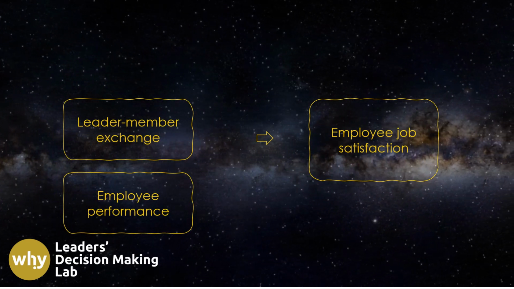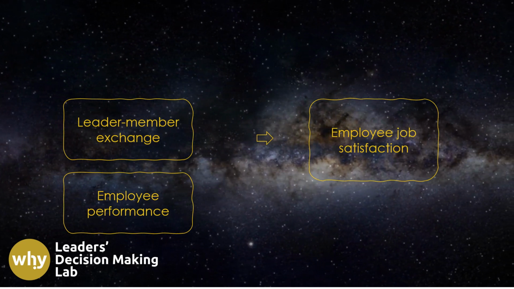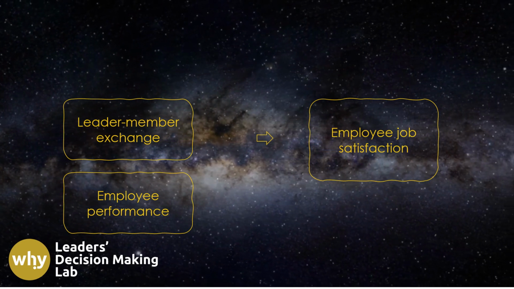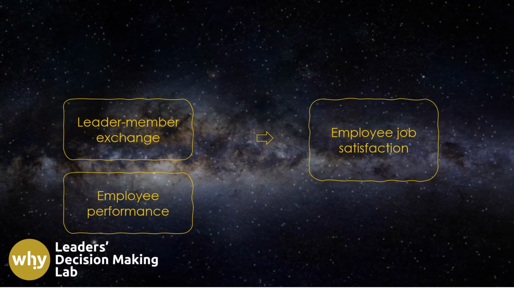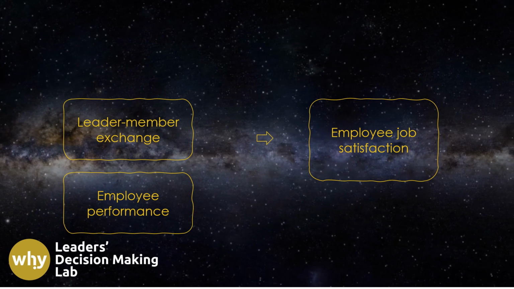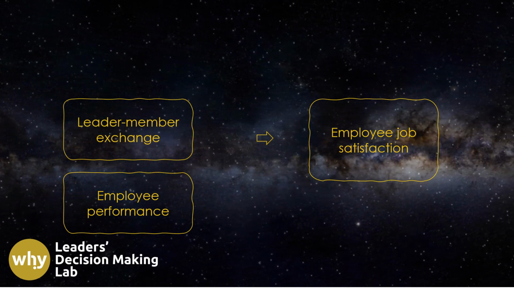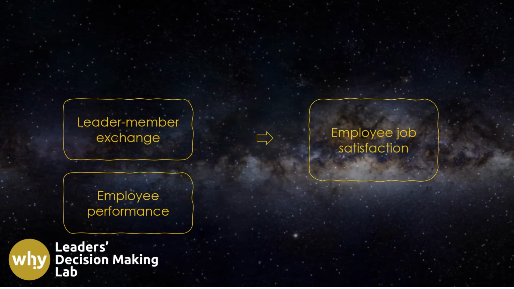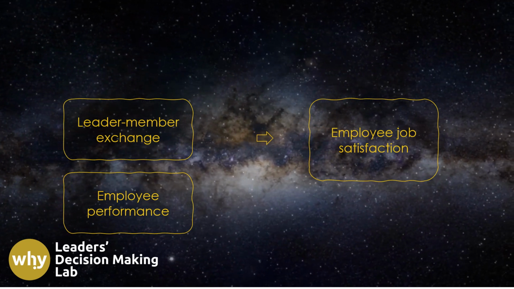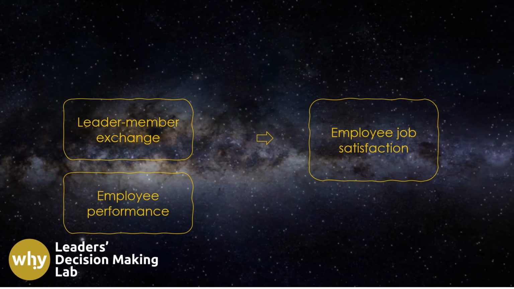Suppose you're studying the impact of leader-member exchange on employee job satisfaction. You treat leader-member exchange as an independent variable, assuming that it directly influences job satisfaction. However, by treating leader-member exchange as an independent variable, you overlook the fact that leader-member exchange itself may be influenced by other factors, such as employee performance. This violation of the assumption of exogeneity leads to an endogeneity problem.